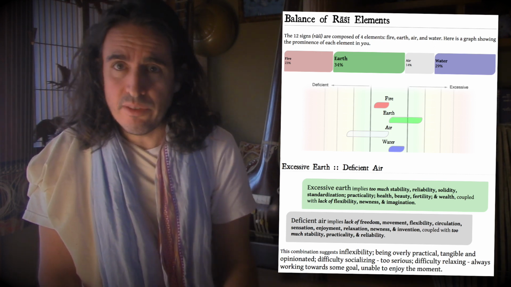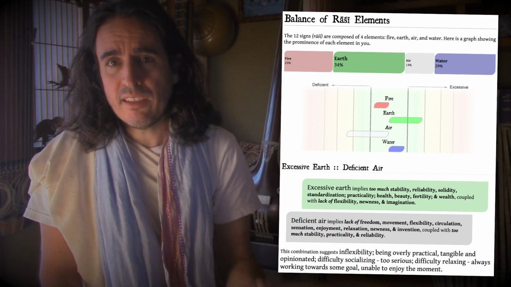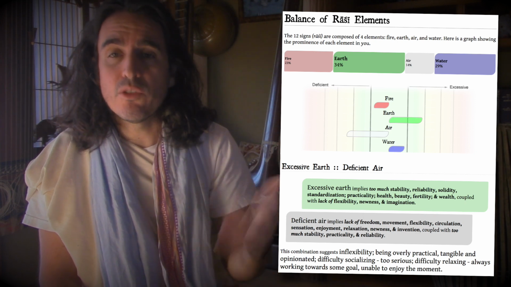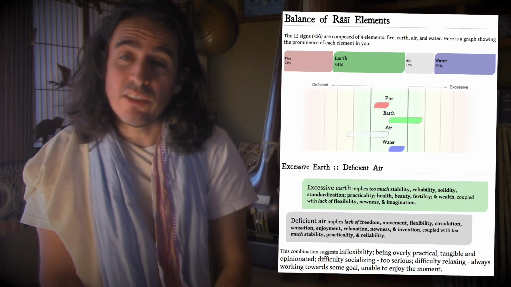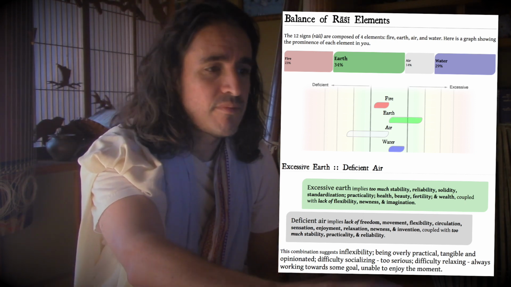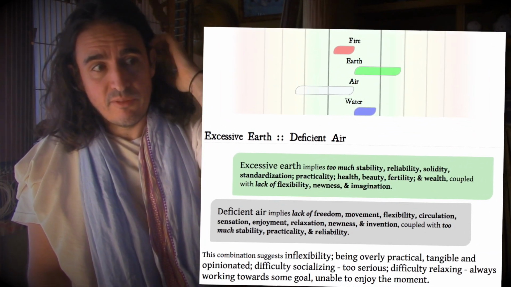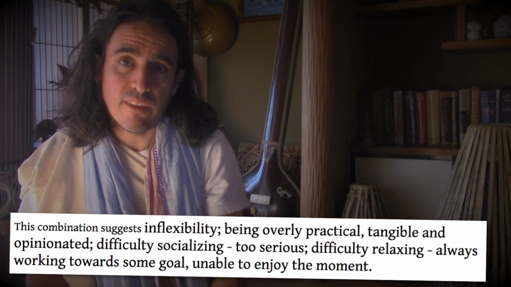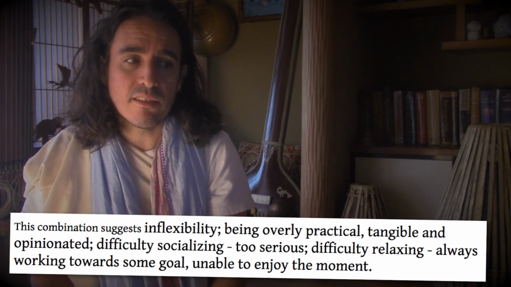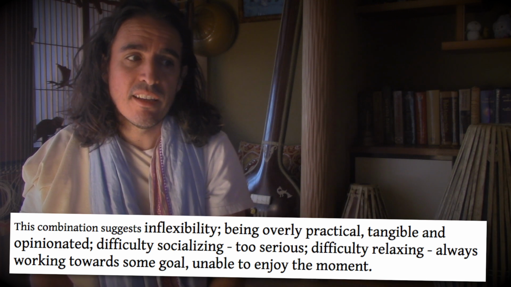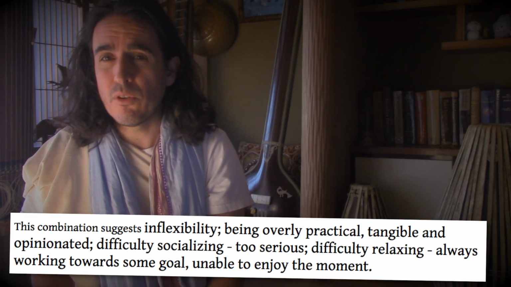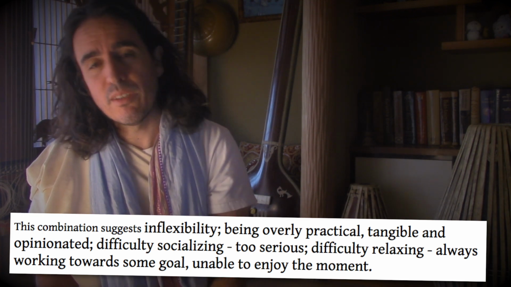But in my case, it's the opposite. Too much practicality, not enough fun. Too much work, not enough fun. Too serious, inflexible. So my out-of-the-box text for excessive earth and deficient air is inflexibility. Overly practical, tangible, and opinionated. Difficulty socializing because of being too serious. Difficulty relaxing, always working towards some goal. Unable to just enjoy the moment.